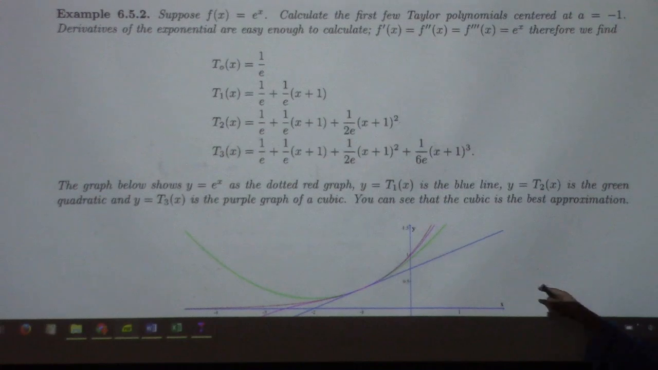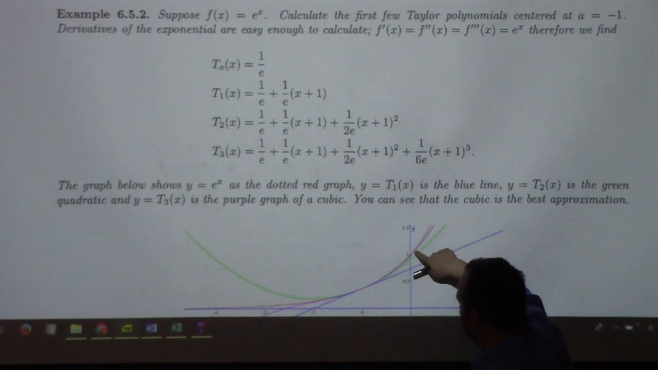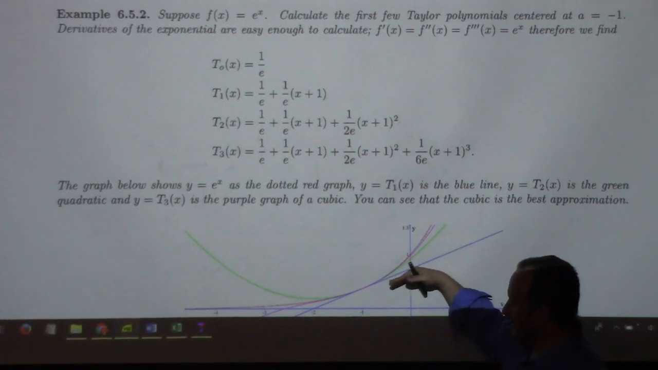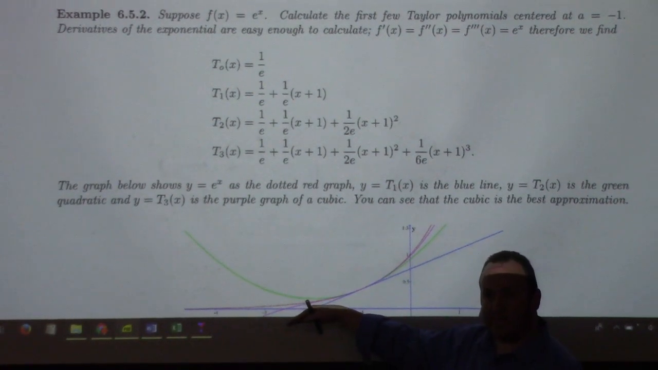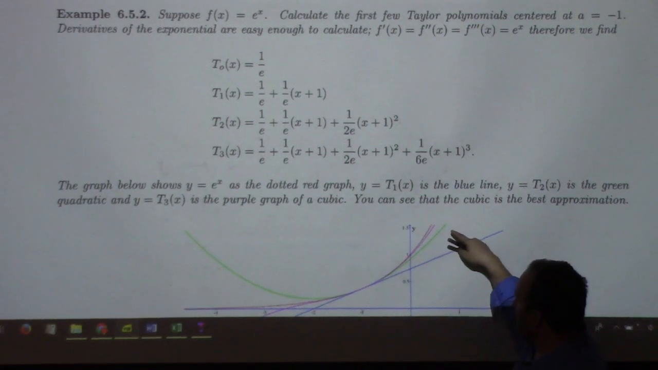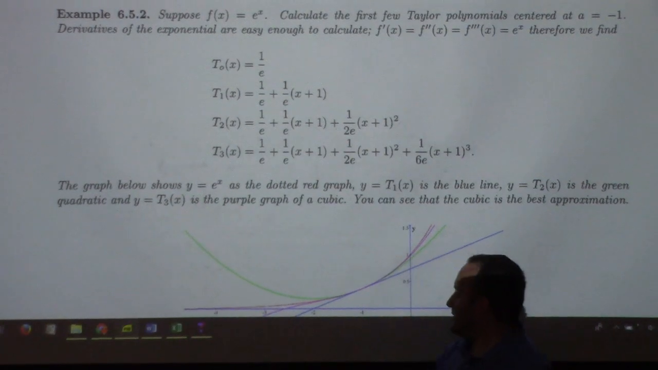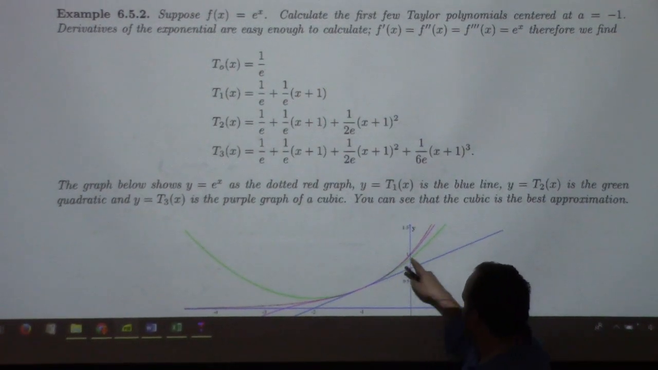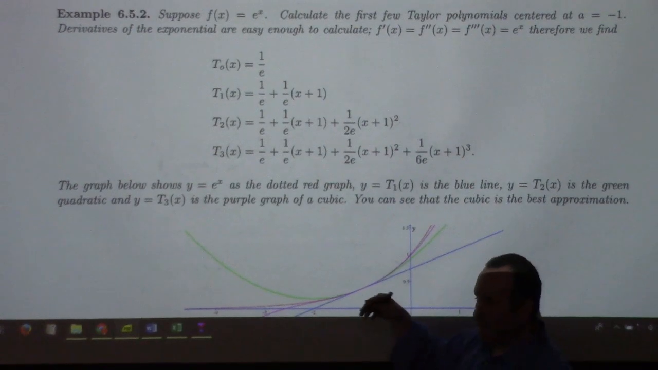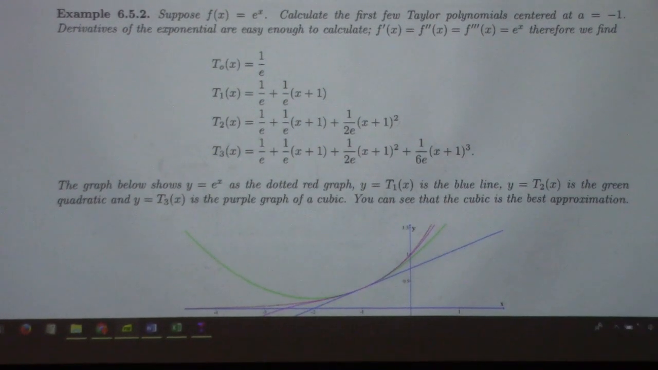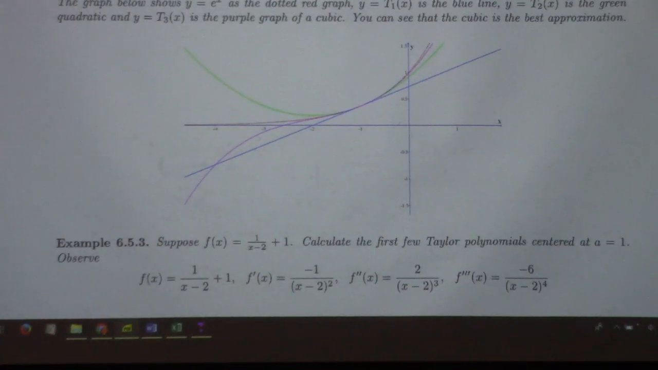Here's a picture. What you're looking at, the dotted red line is the actual graph of the exponential. The blue is the tangent line to the exponential through -1. The green is the best quadratic that fits through -1. The purple is the best cubic that fits through -1. As you can see, as you go to higher and higher Taylor polynomials, we're staying closer and closer to the function we're approximating, e to the x, right? How close, though? How good is the approximation?